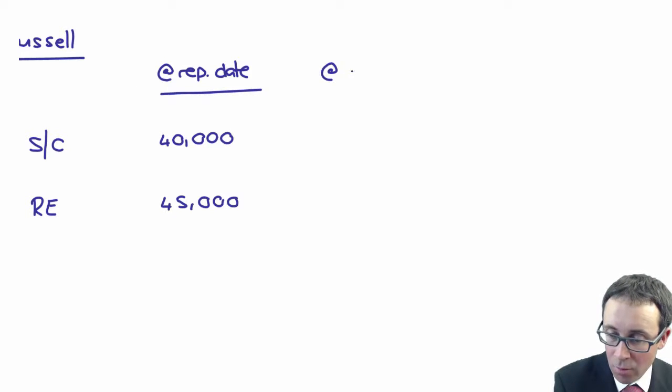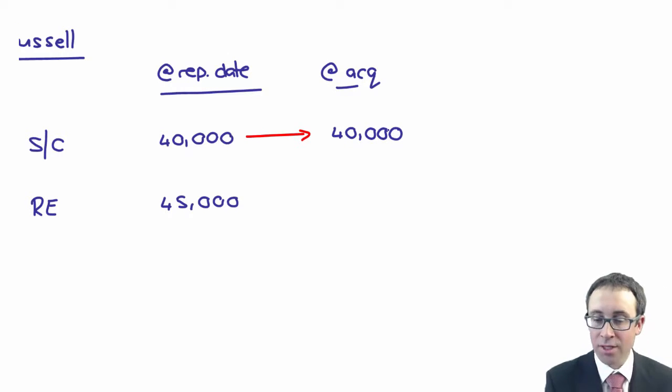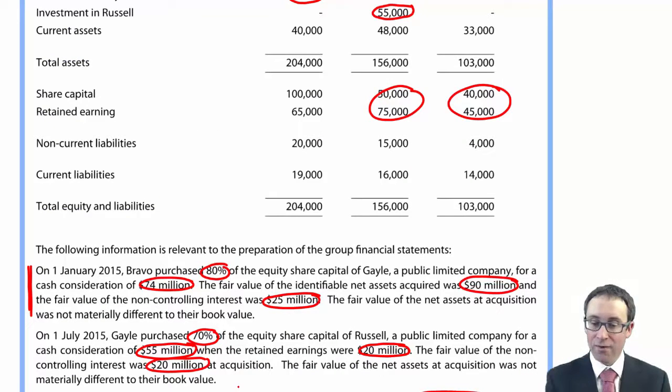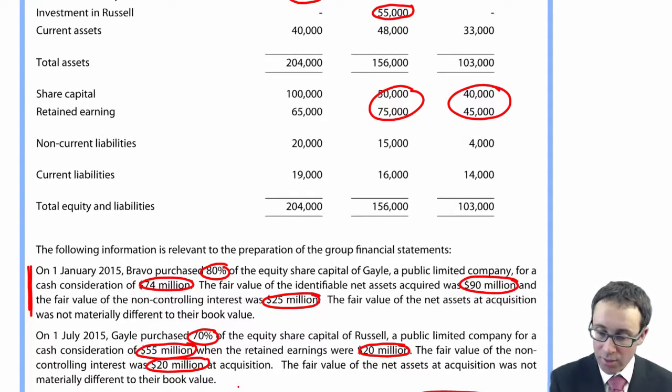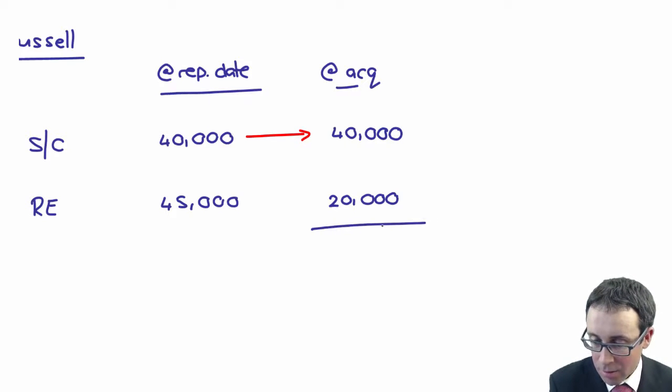We then need to look at what it was at acquisition. Well, again, the share capital of 40 stays exactly the same. So that is there as 40. The retained earnings, just a bit different really. We're actually given the retained earnings. So here you can see that the retained earnings are 20 million. Okay. So you've got retained earnings there of 20 million. So that gives me 60.